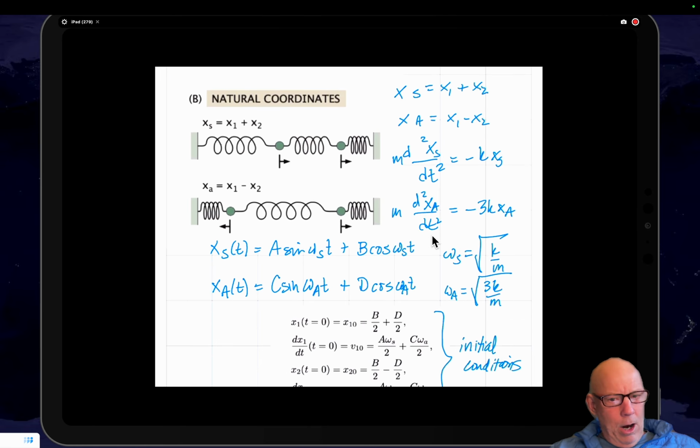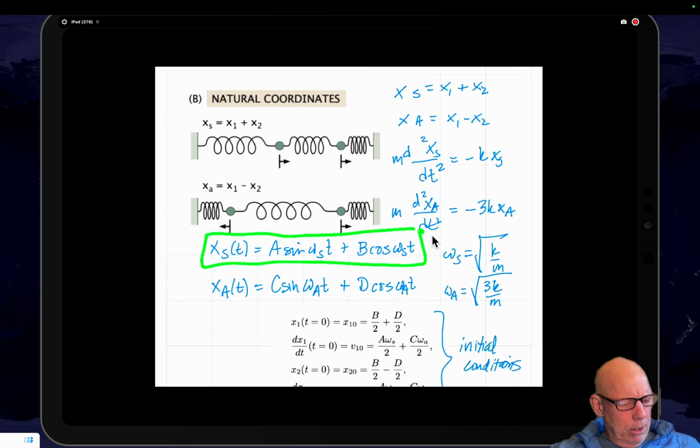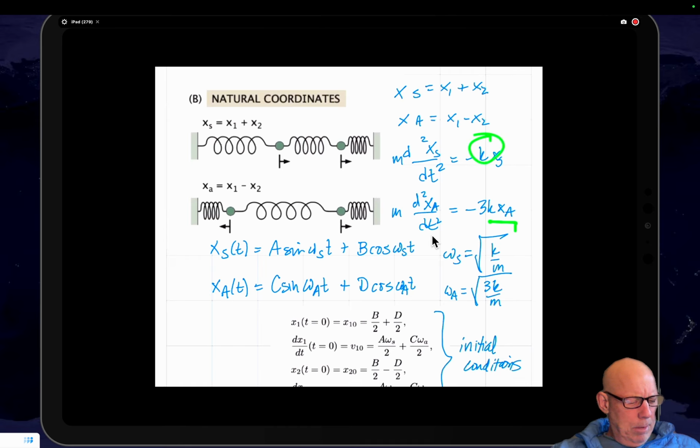So here they are. So I know that the solution to this equation is, so it's a harmonic oscillator. It's got a stiffness K. That means it has a vibrational frequency given by omega S. And so this is the solution for XS.